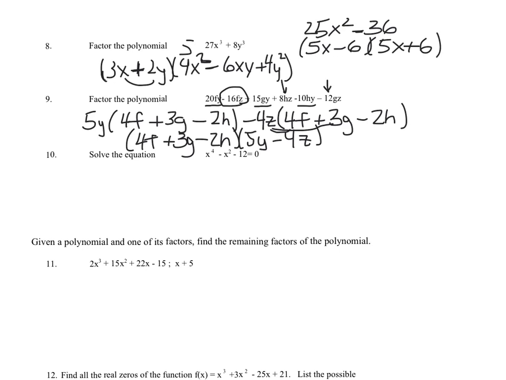Number 10, we are to solve this. This has 3 terms. It's in the form of a quadratic. So we're going to factor it as if it is one. I would need x squared and x squared to get the x to the 4th. I've got a minus 12. I need a minus and a plus. I need factors that give me a negative 1, which would be 4 and 3.